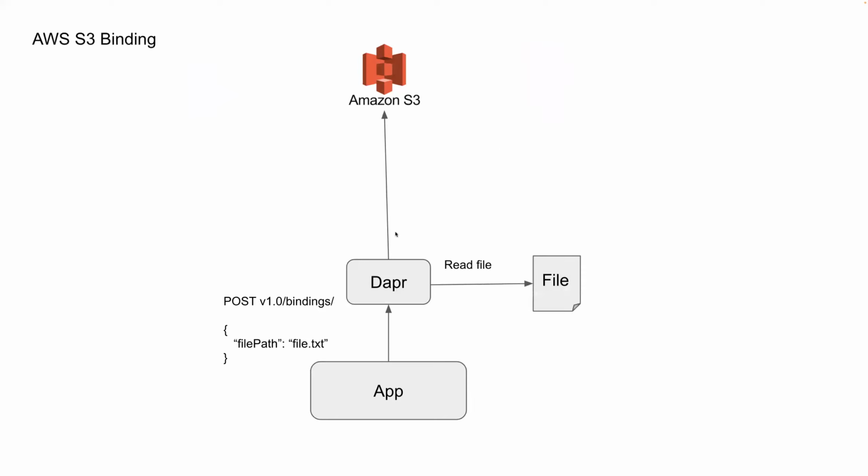The S3 binding in particular has a specific metadata that you can send, and metadata are basically hints that Dapr components have that enable them to expose a richer feature set. In this case, we have a file path property. So you would be calling the same bindings endpoint, but here the app doesn't have to read the file. It's basically telling Dapr, hey, grab the file off the file system. This is the file path. And so Dapr will essentially be reading the file.